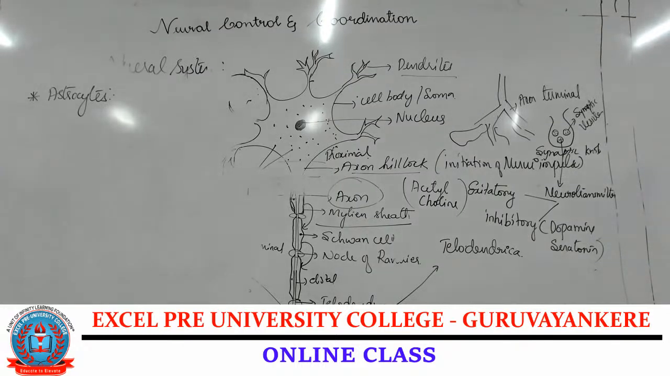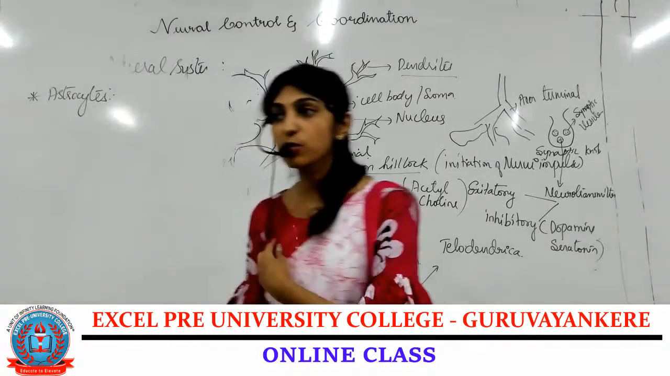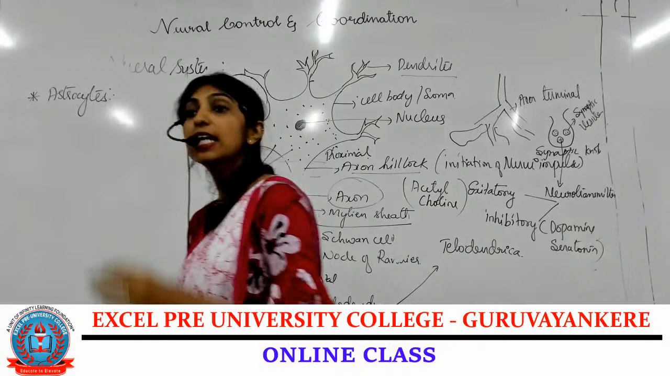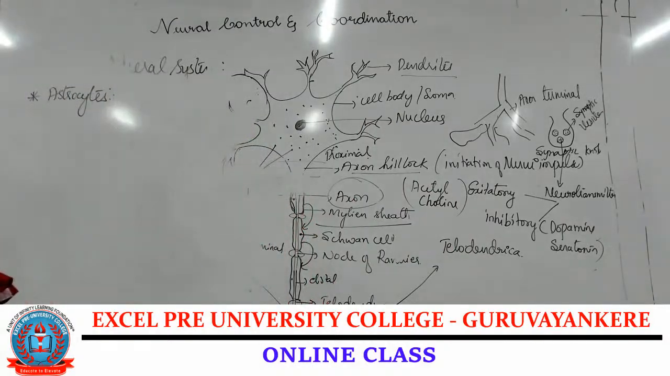Coming to astrocytes, they are the star-shaped cells present in the central nervous system. These astrocytes help in the formation of cerebrospinal fluid. Okay, what is the main function? We know that blood does not enter the brain, just the cerebrospinal fluid will enter.